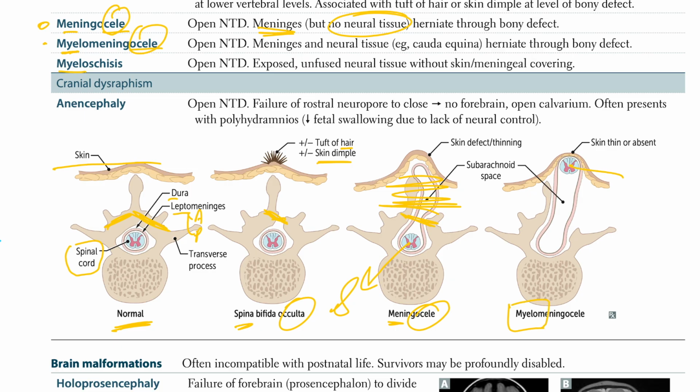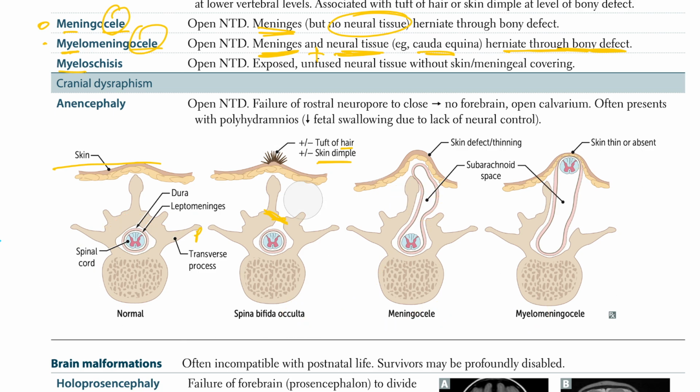You have the meninges plus the neuronal tissue, which is the spinal cord, also out, causing cauda equina syndrome. We'll talk about that. It is a hernia through the bony defect. So just to recall the whole thing: spina bifida occulta has tufts of hair, a dimple on the skin, with just a bony abnormality. No meninges and no neuronal tissue are out. Meningocele is when you have meninges out.